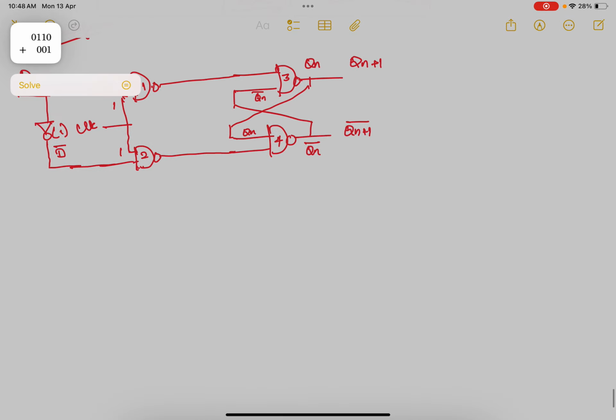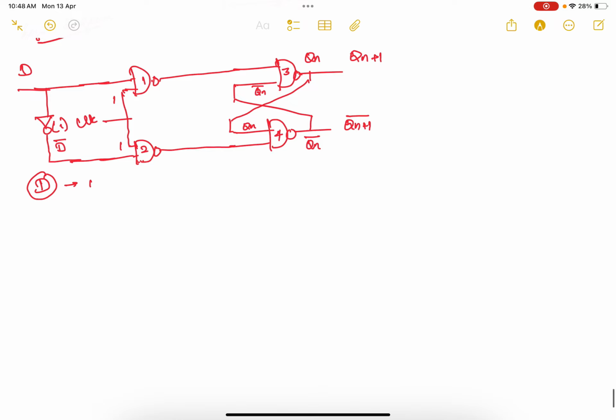Already we know that now I have only one input, that is D, a single input. If D is a single input, D can take either a 0 value or a 1 value.